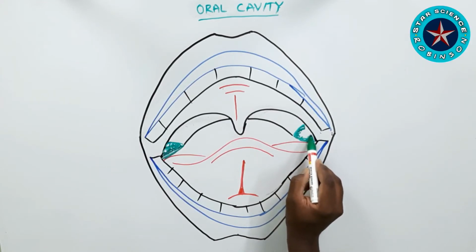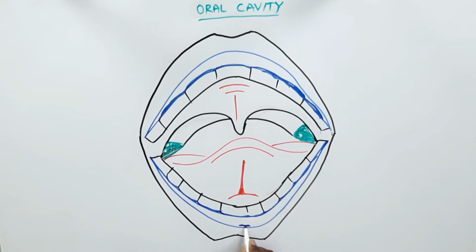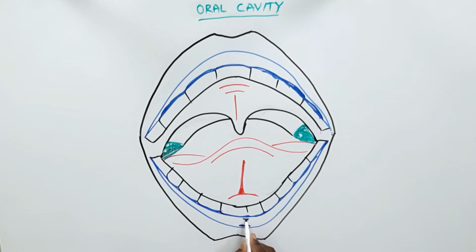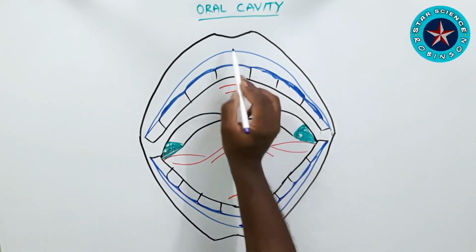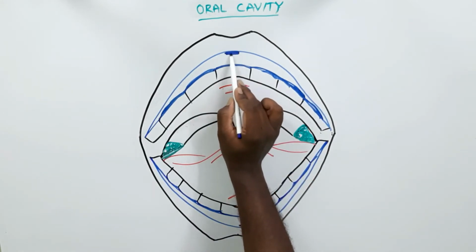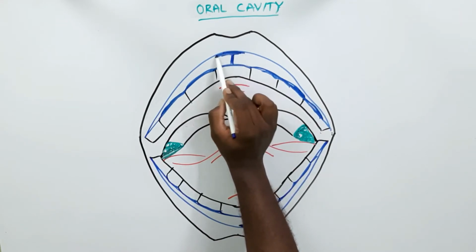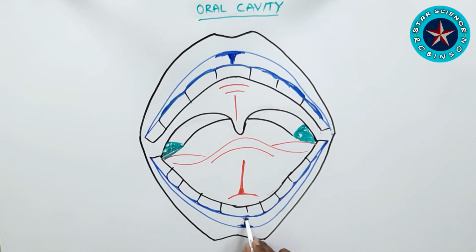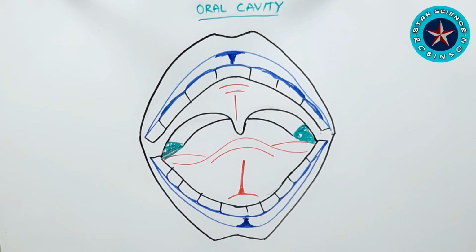Next, the lower labial frenulum is anchored in the center between our gum, called the gingiva, and the lower part of the lip. And now I'm showing you the upper labial frenulum, which is anchored between the central portion of our gingiva and the inner part of the upper lip. After this we'll go through the different parts of our oral cavity line by line.